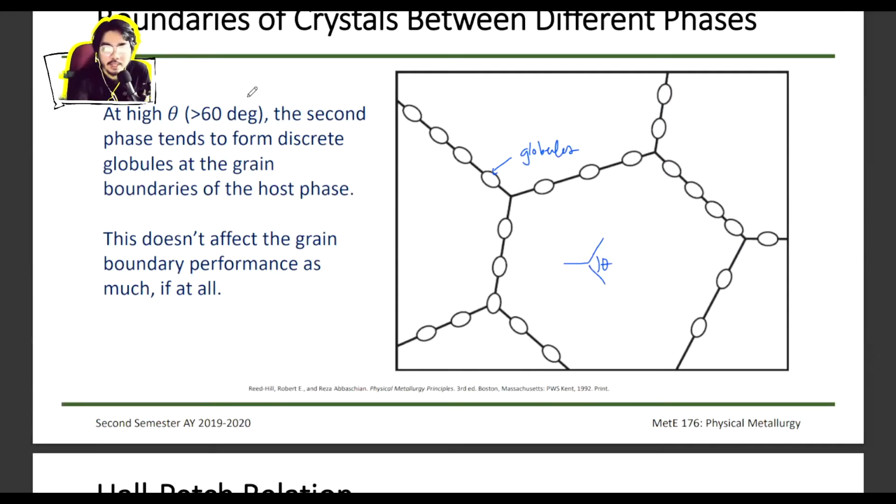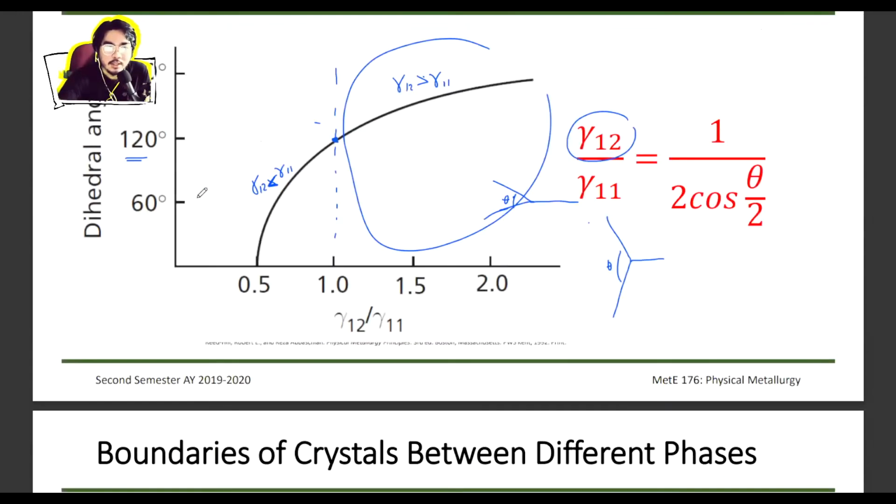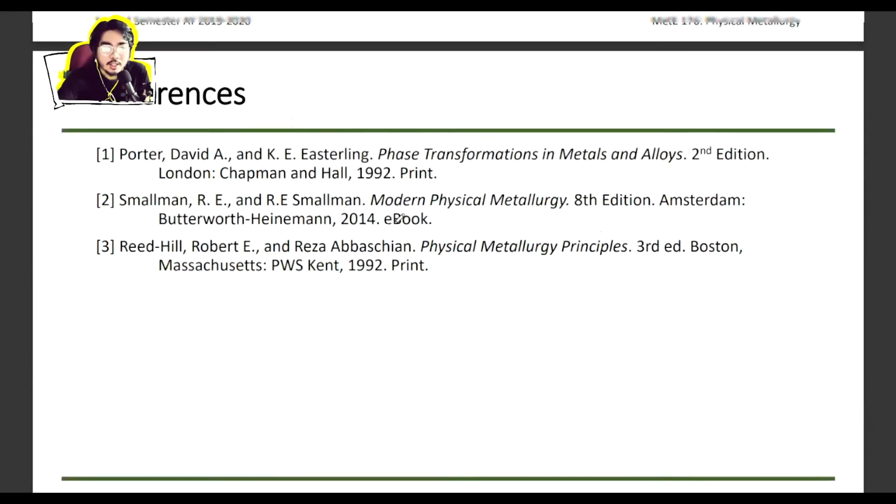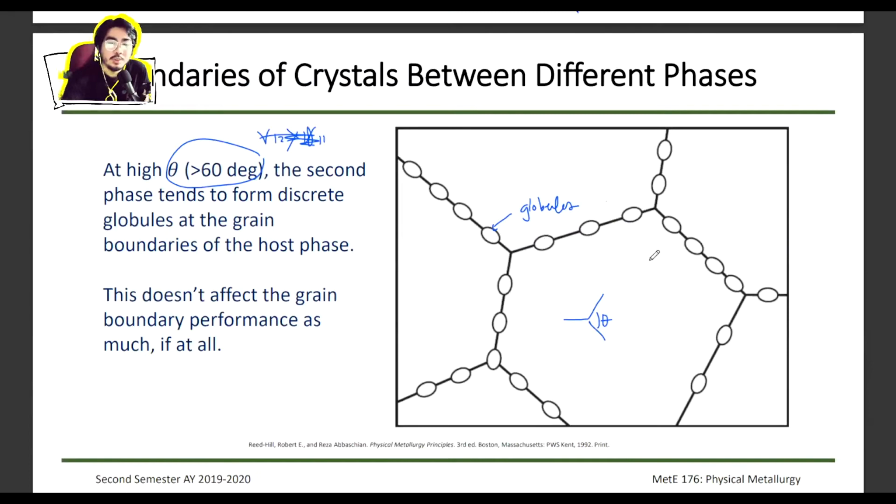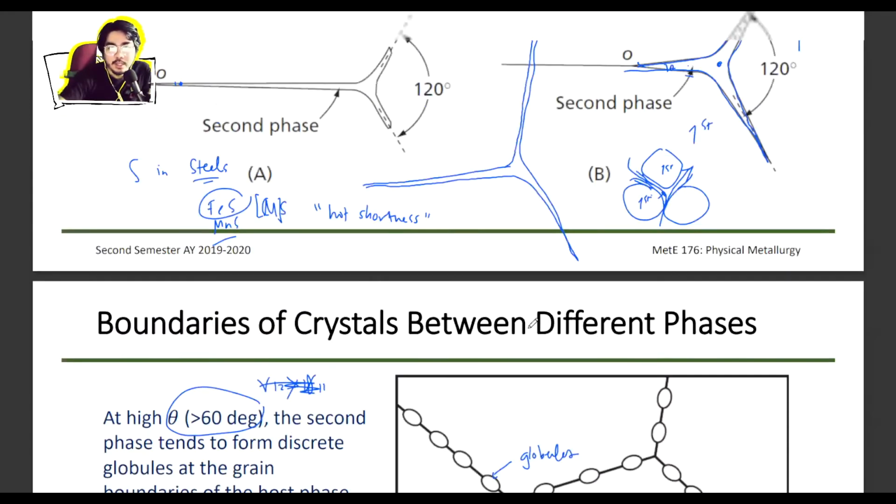So usually, it doesn't even have to be sigma 1,2 greater than sigma 1,1, as long as the ratio produces an angle that is greater than around 60 degrees. So if it's greater than 60 degrees, even if sigma 1,2 is still less than sigma 1,1, as long as the dihedral angle you produce is greater than 60 degrees, its tendency is to produce globules instead of a continuous network. And globules have no effect, or a small effect, but not that large an effect on the performance of the grain boundaries. So globules are safe. So, okay.